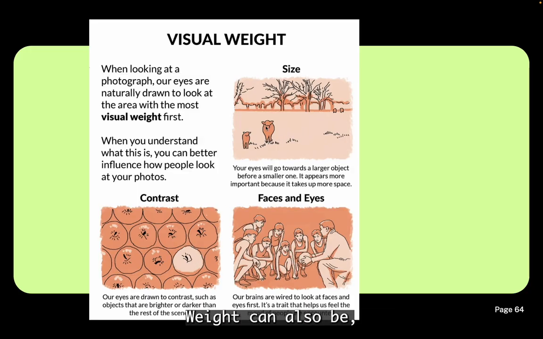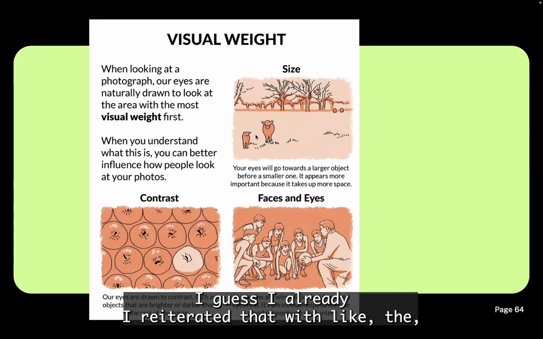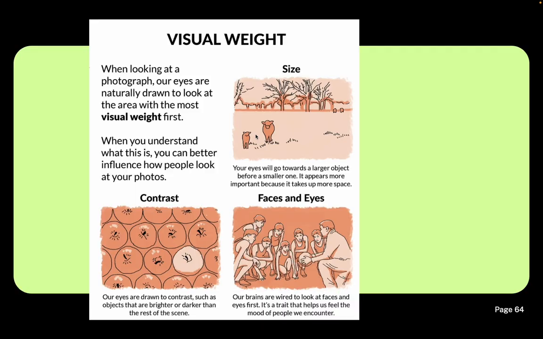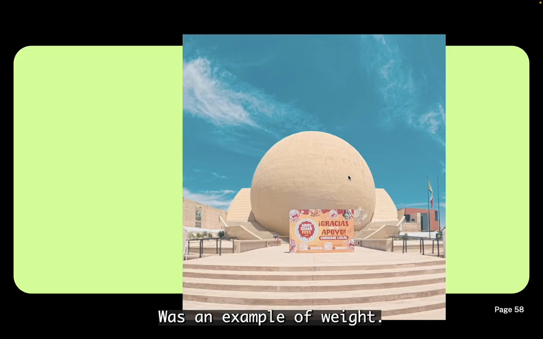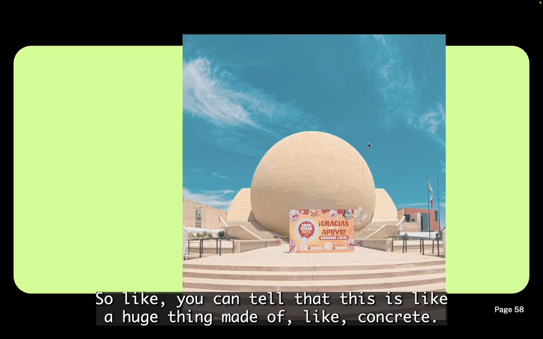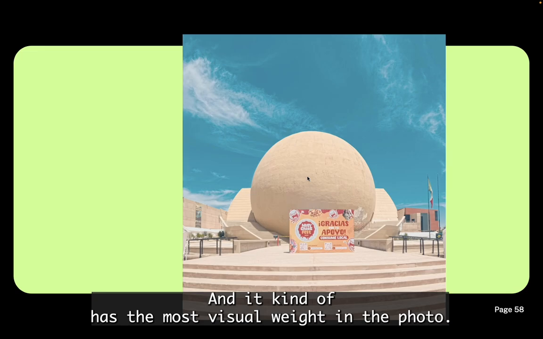Weight can also be the size of an image, or the size of a subject. I reiterated that with the building as an example of weight. You can tell that this is a huge thing made of concrete, and it has the most visual weight in the photo.